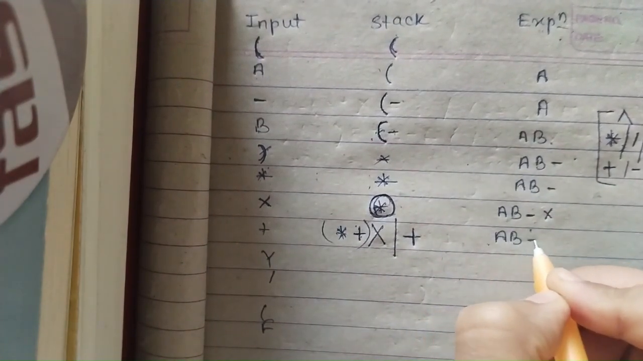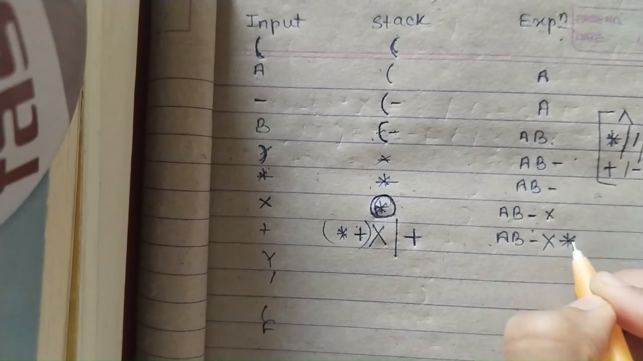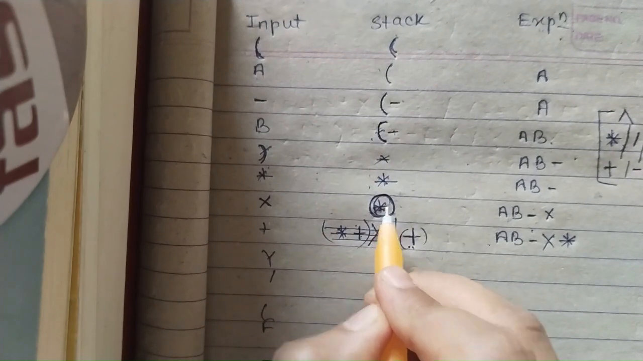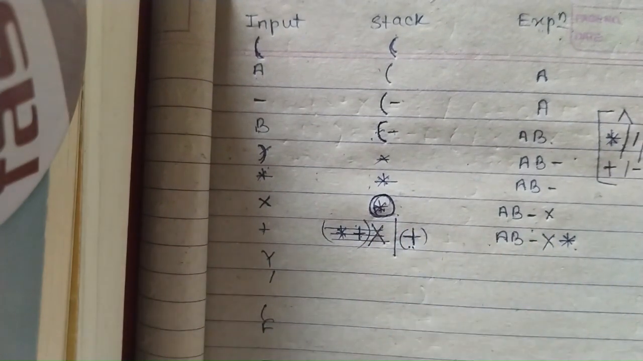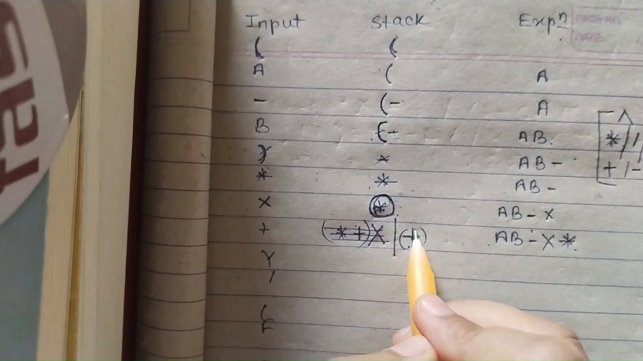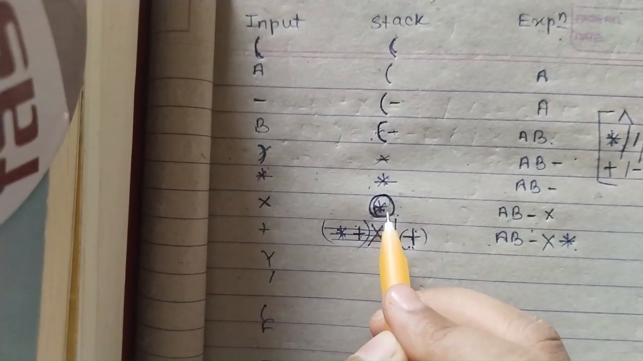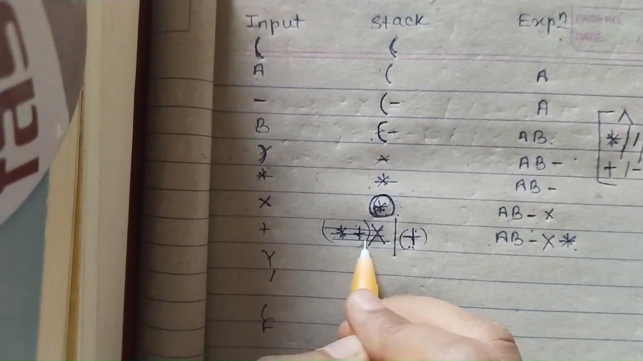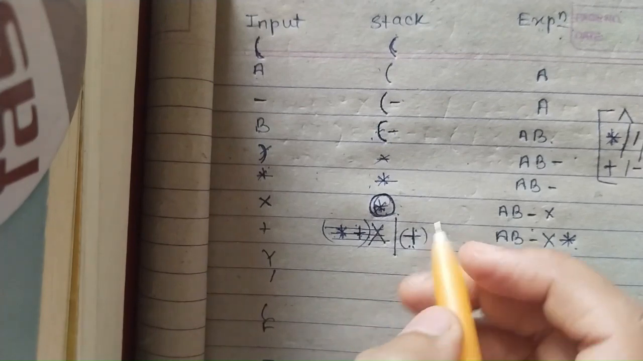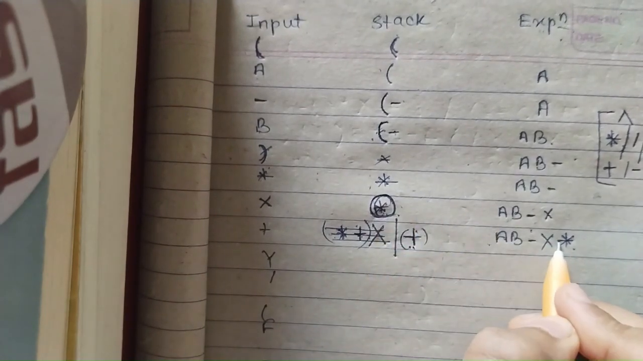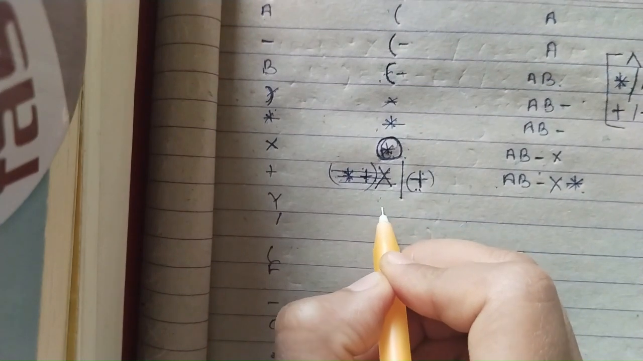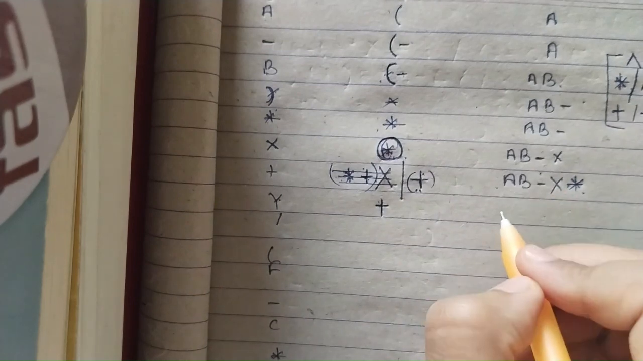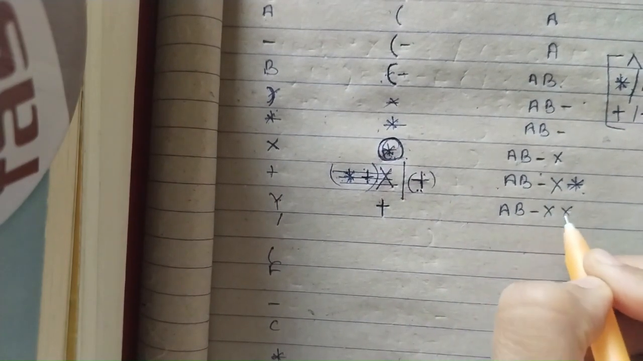So A, B minus X and then multiply comes here and you're left with the expression only plus. Forget this. Into is going to get popped out and only plus will be left behind, because plus has the lower precedency as compared to multiply, and multiply cannot be at the left hand side of the plus. So that is why your multiply is coming out. Next is Y, and we are left with only plus in the stack. Y is an alphabet, it will be popped out in the expression. So A, B minus X into Y.